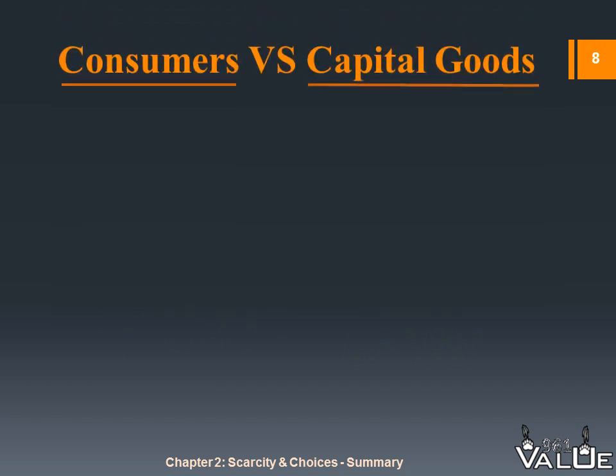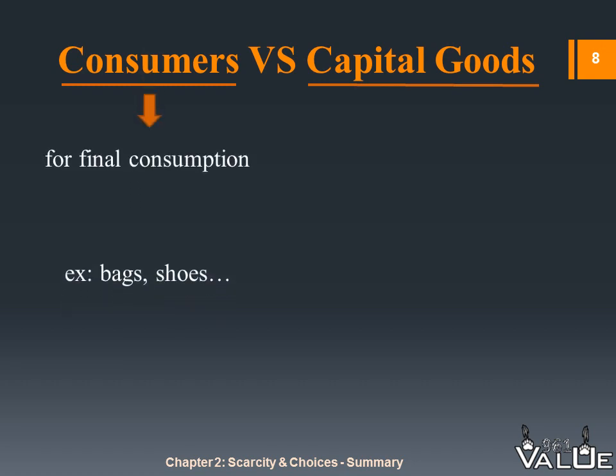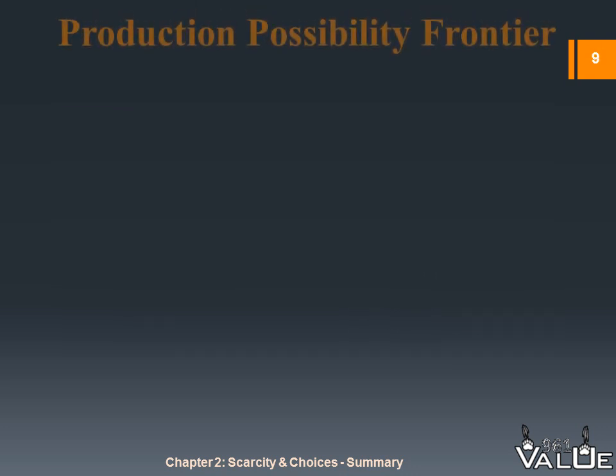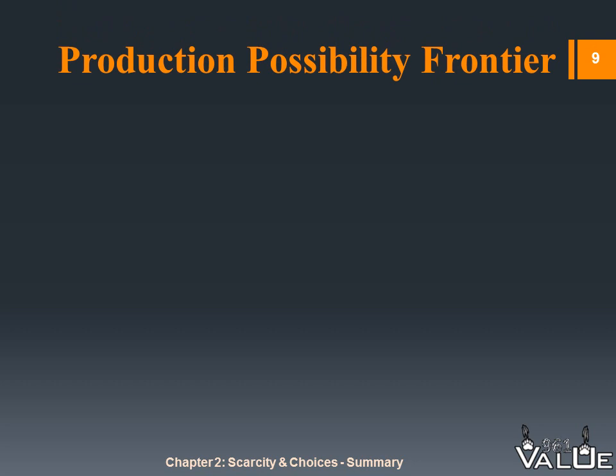Let's see the difference between consumers' goods and capital goods. Consumers' goods are for final consumption. For example, bags, shoes. However, capital goods are the production of a unit to produce another good. For example, machine. Now let's move to the production possibility frontier.